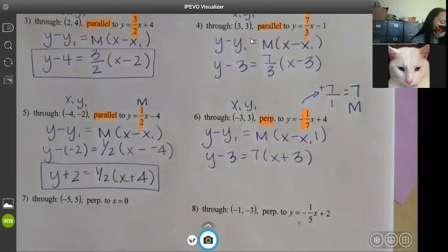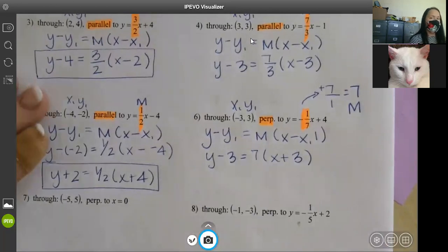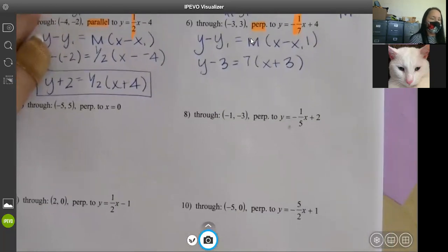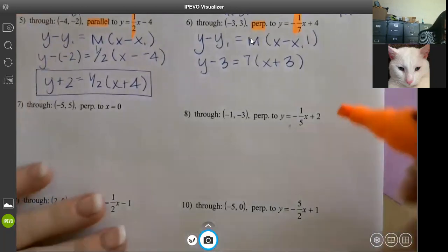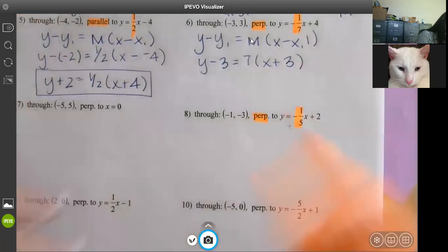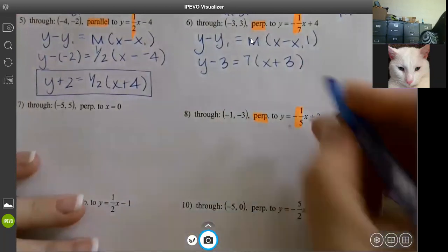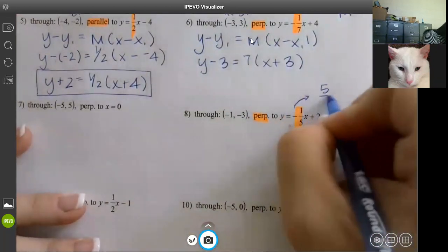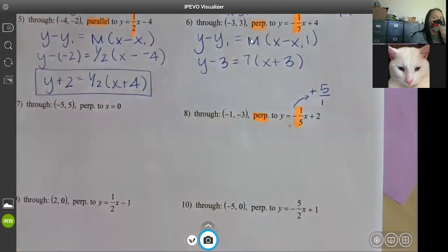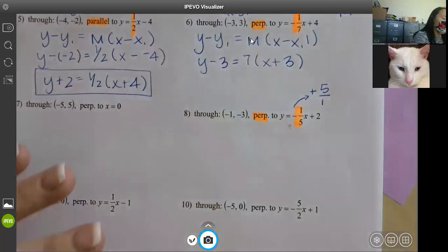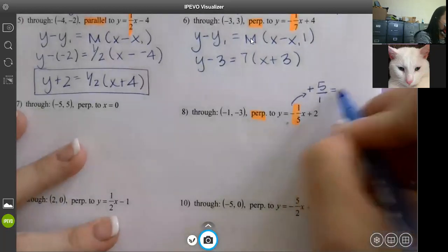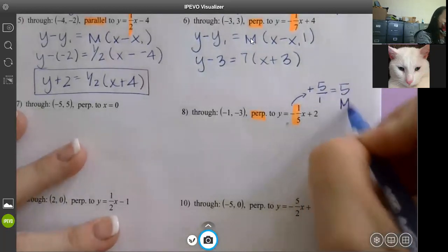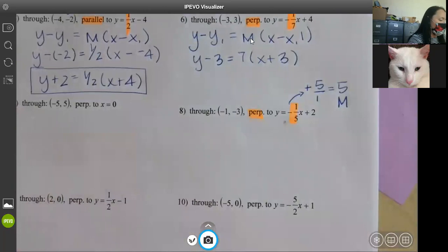We're going to skip number 7 for a minute. We're going to go ahead and do the other two, and then I'll talk to you about number 7. It's a special one, okay? So we'll talk about it in a minute. So let's go to number 8. It says perpendicular. So we're going to take this slope, flip it over, and change the sign. So instead of 1/5, it's going to be 5/1. Instead of negative, it'll be positive, which reduces to just 5. That's your m.